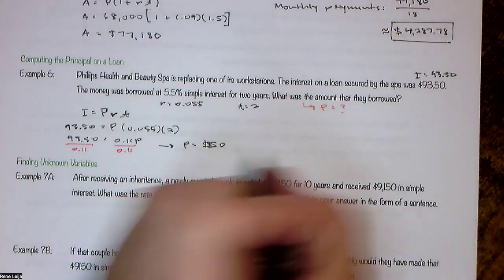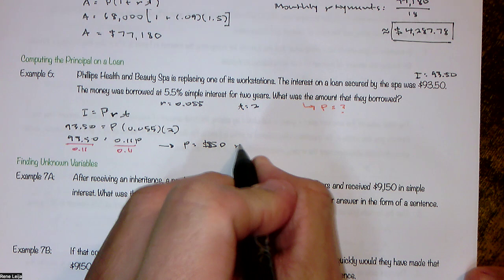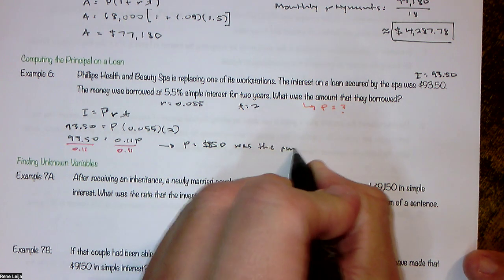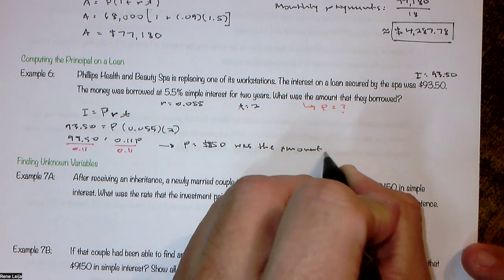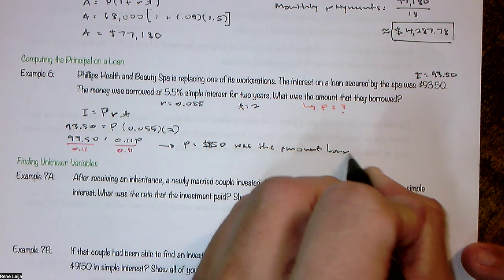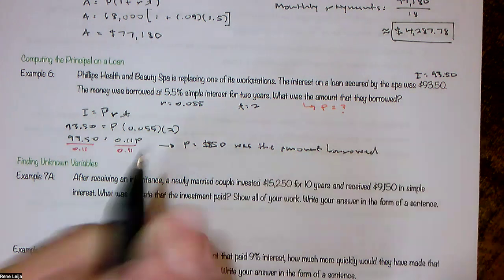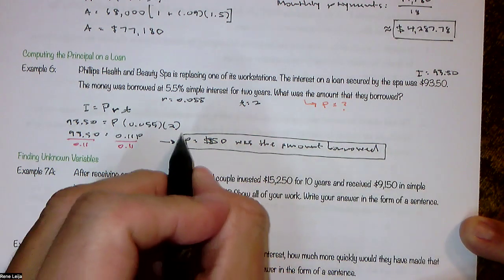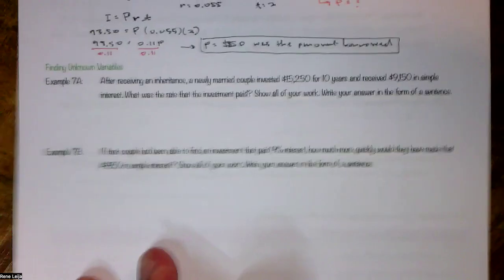Okay, $850 was the amount borrowed. Okay, and here's our answer. All right, now 7A and 7B.